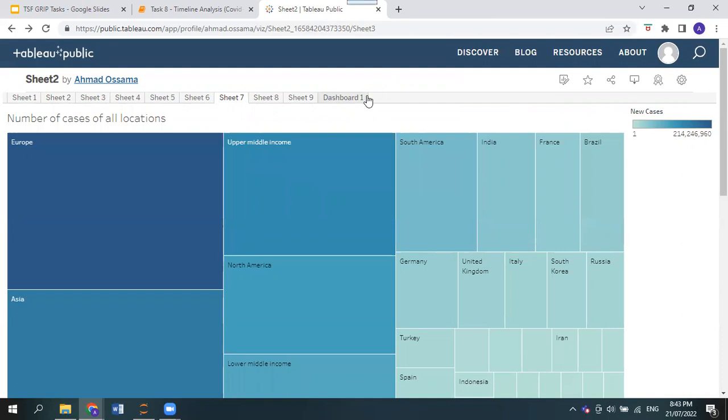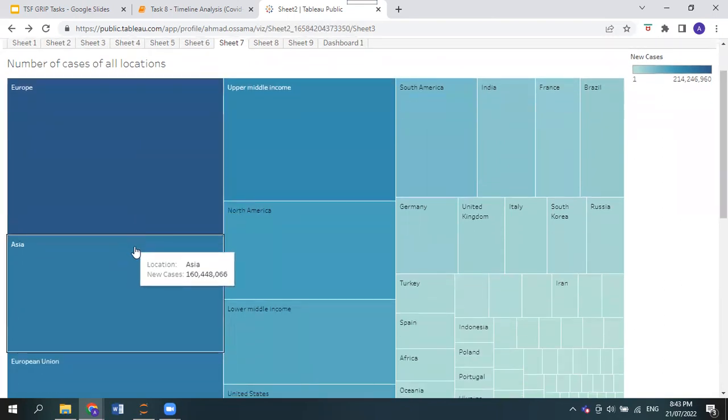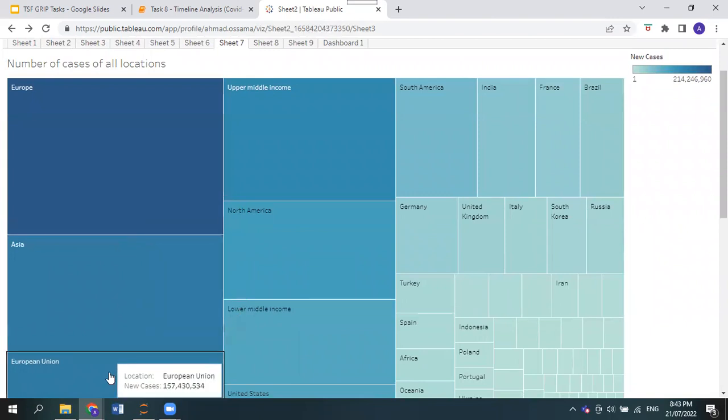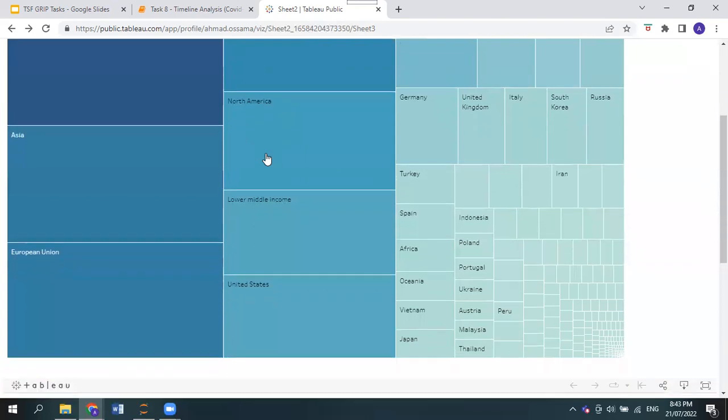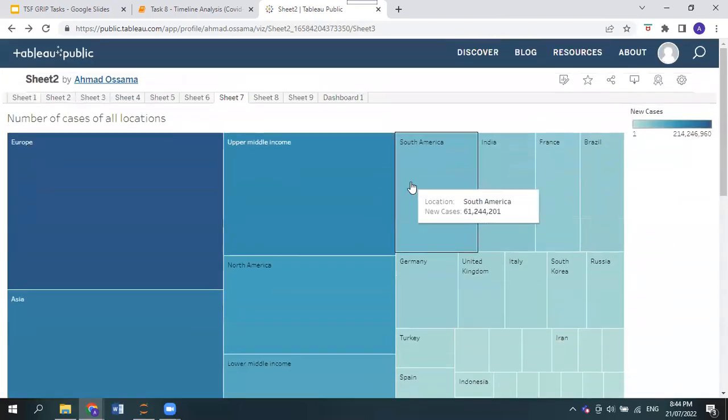Here I'm showing the number of cases of all the biggest locations. We have Europe with the highest number of cases, followed by Asia, then the European Union, then upper middle income. And here are the small countries with few cases.